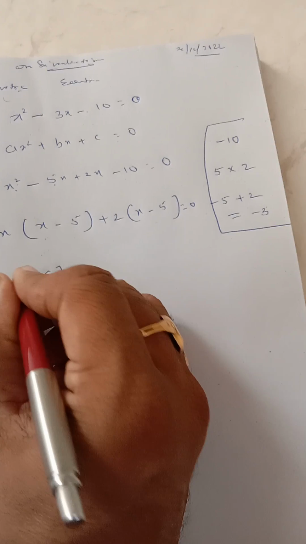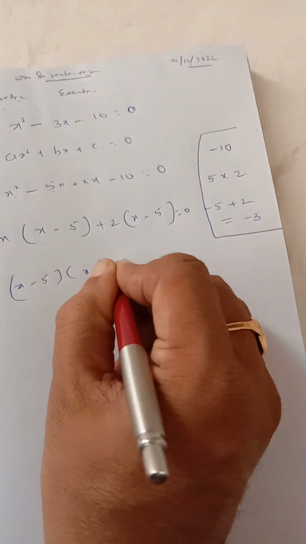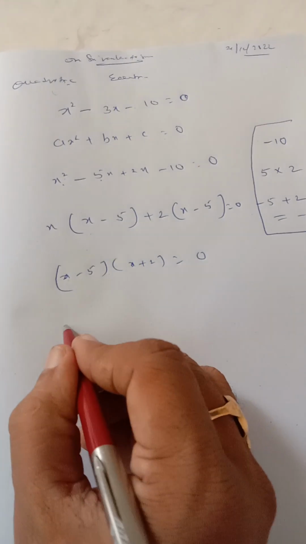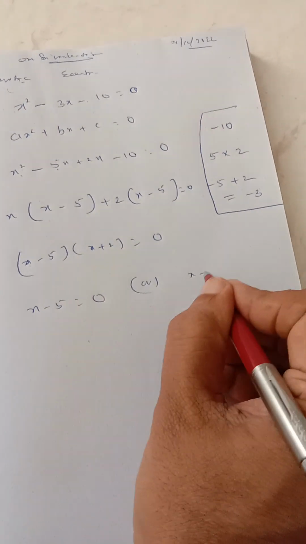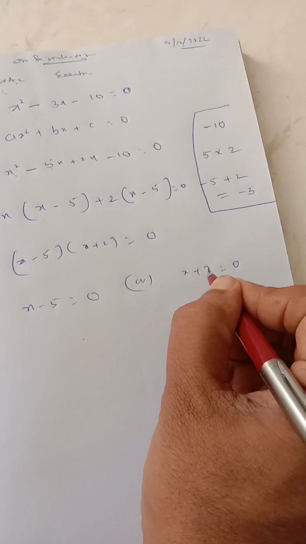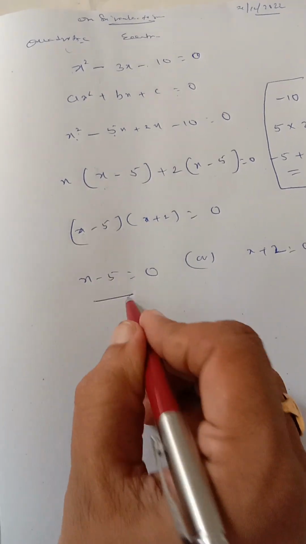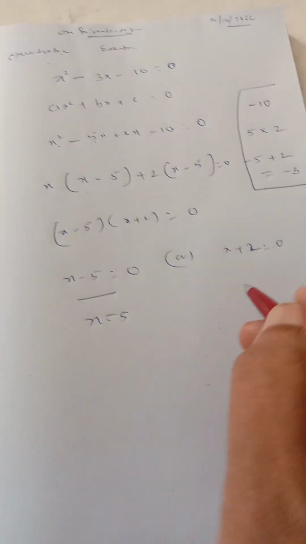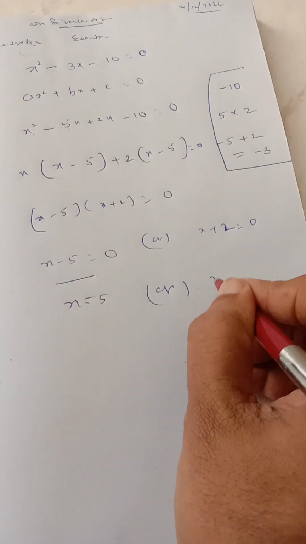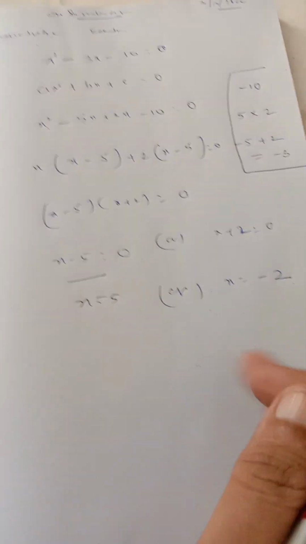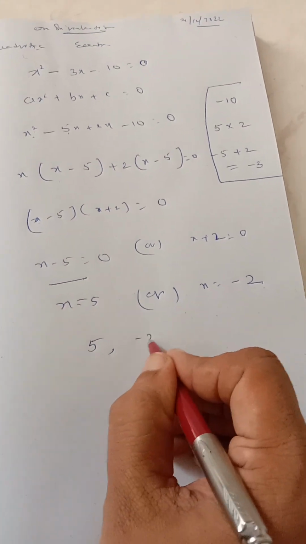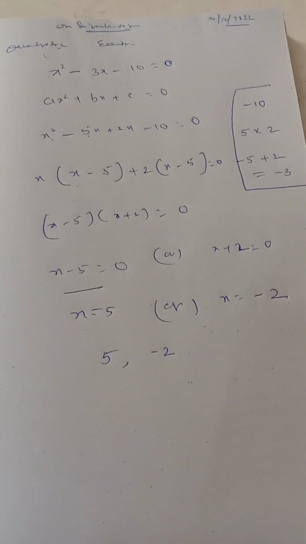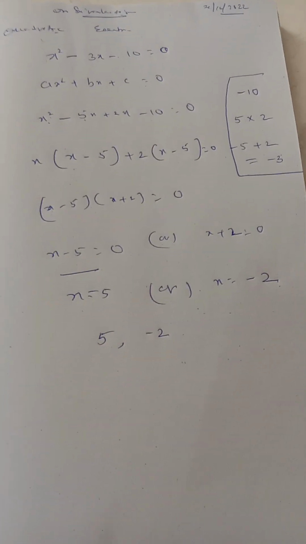Now between these two, x minus 5 is common. x minus 5 into x plus 2 is equal to 0. That means x minus 5 is equal to 0 or x plus 2 is equal to 0. Therefore x is equal to 5 or x is equal to minus 2. So the solution of the quadratic equation is 5 or minus 2. A quadratic equation has two solutions.